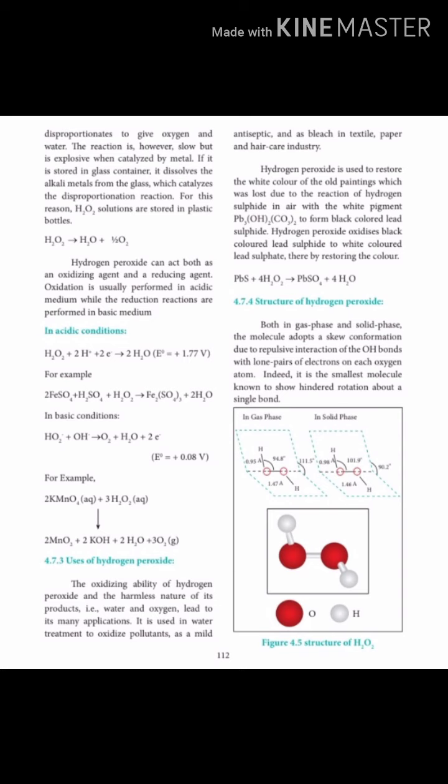One way of explaining the shape of hydrogen peroxide is that the hydrogen atoms lie on the pages of a partially opened book and the oxygen atoms along the spine.